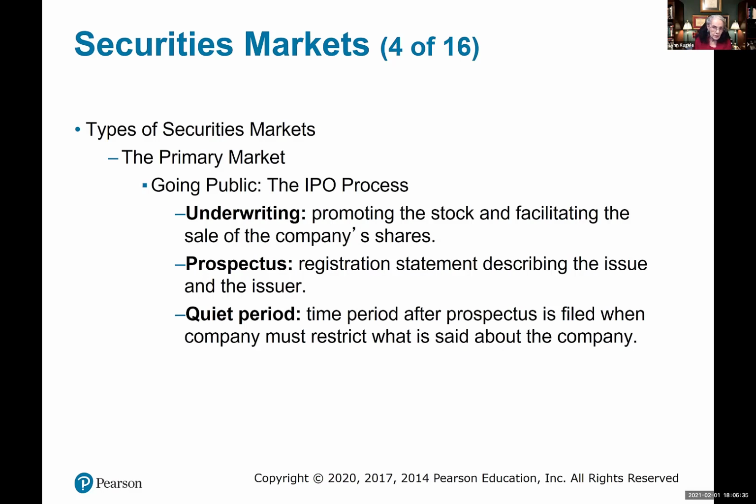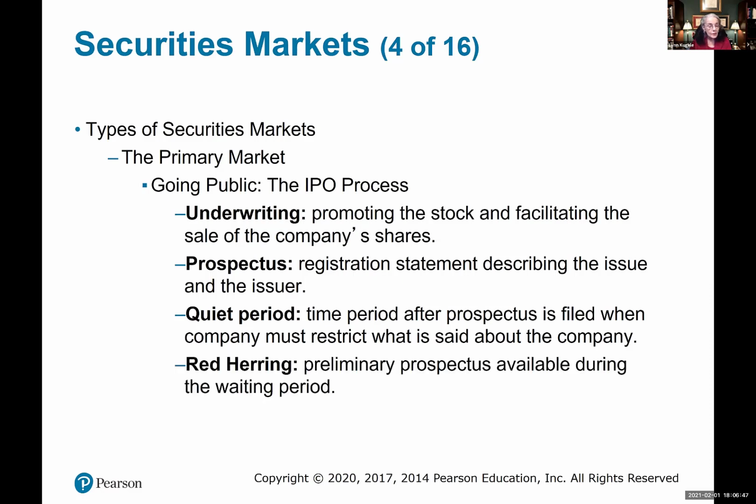There's a quiet period between the time the prospectus is filed with the SEC and the company actually starts offering shares. They're restricted in what they can say. The first prospectus is called a red herring. You'll see it on the coming slide. It's available during that waiting period. It doesn't have any prices on it.